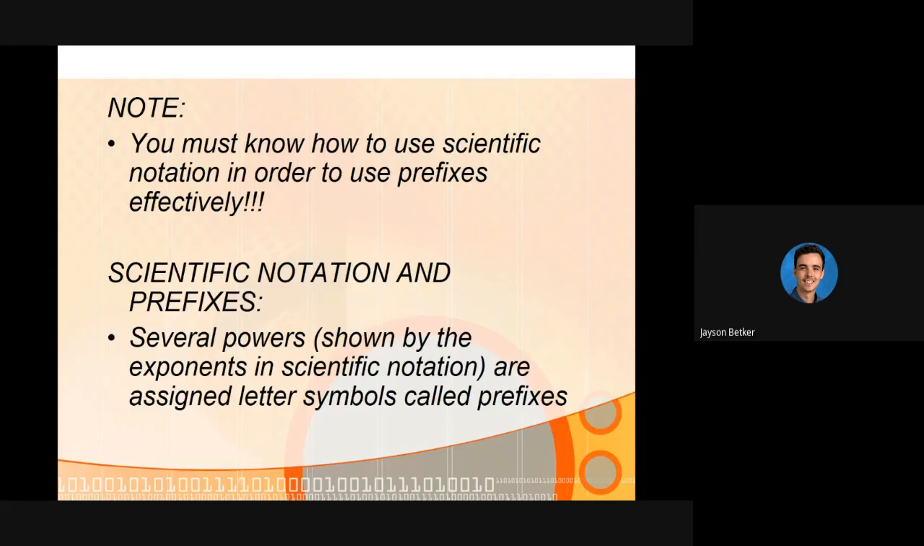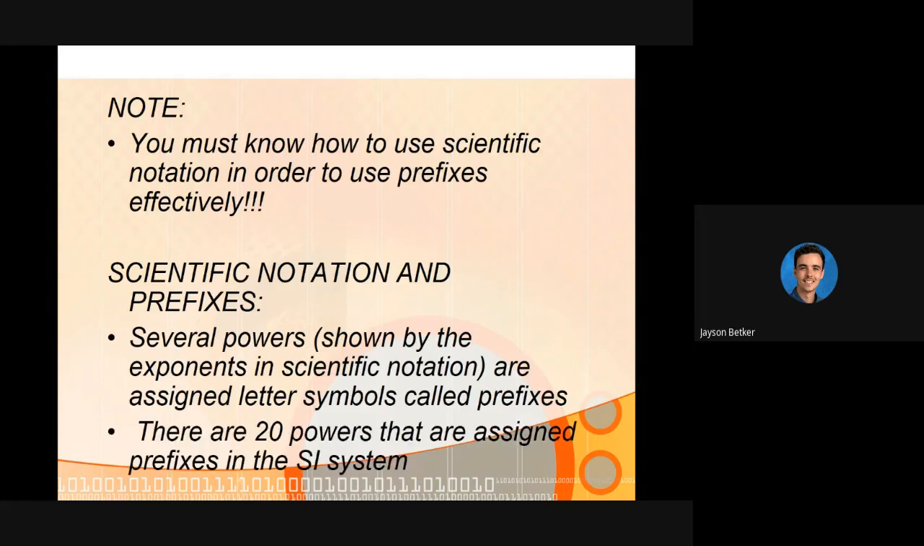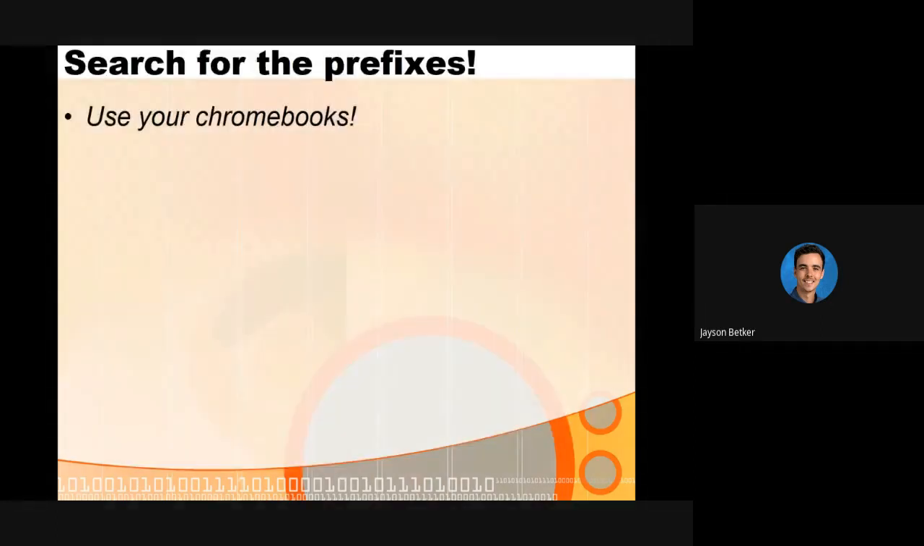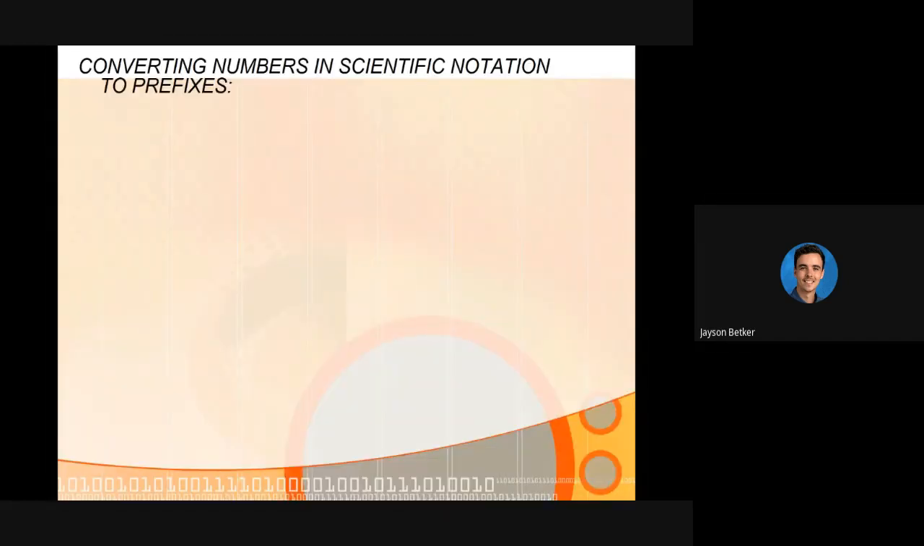Several powers, shown by the exponents in the scientific notation, are assigned letter symbols that we call prefixes. You're going to see these in the little PDF that I'm going to attach to the Google Classroom document. There are 20 powers that are assigned prefixes in what we call the SI system of units. The SI units are just what we use in the science classroom. So you're going to search for the prefixes. You can do that right now using that activity that I attached to the Google Classroom post.